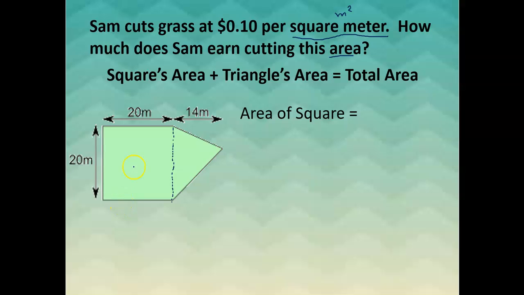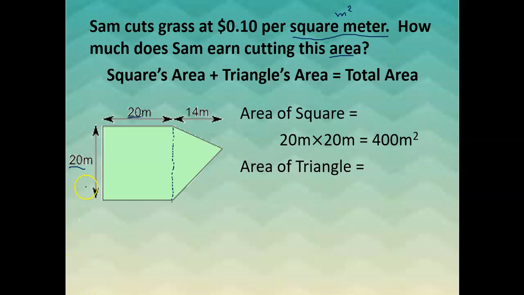So let's start with the area of this square. We know a square is just base times height, and since it's a square, all sides are the same. In this case, we've got 20 times 20. So the area of our square will be 20 times 20, 400, and m times m is m squared, so 400 meters squared. That's our first part. I'm going to write that here.